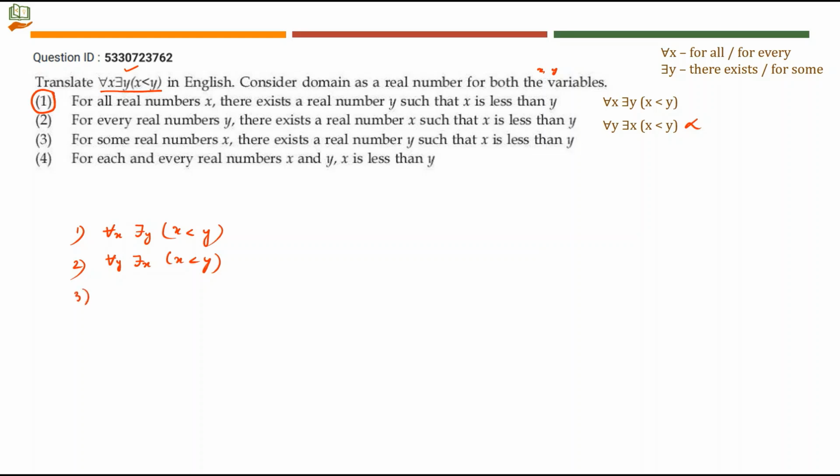What about the third one? For some real number X. So this is also existential quantifier. There exists a real number Y. This is also existential quantifier. X is less than Y. So this is also not the answer. What about the fourth one? For each and every real number X and Y, which says X and Y. For each and every is what we use for universal quantifier. X is less than Y is as usual represented this way. So this is also not the right answer. So whenever you get such questions, make sure the other options are not right.